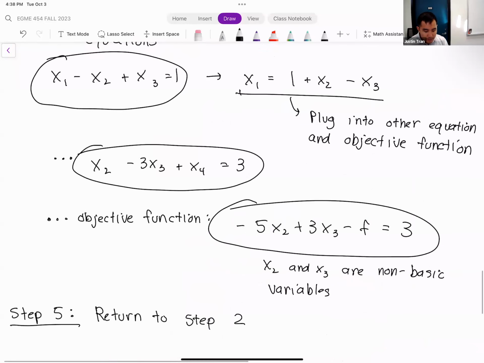Okay? And so let's look at our new objective function. So our new objective function is minus 5x2 plus 3x3 minus f is equal to 3, okay? We have a negative coefficient here. Okay, we have minus 5x2. And so that tells us we can improve the solution even more by promoting x2.